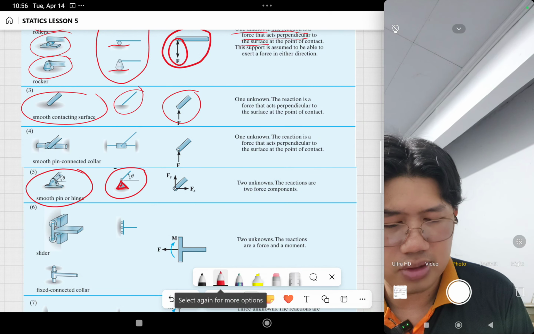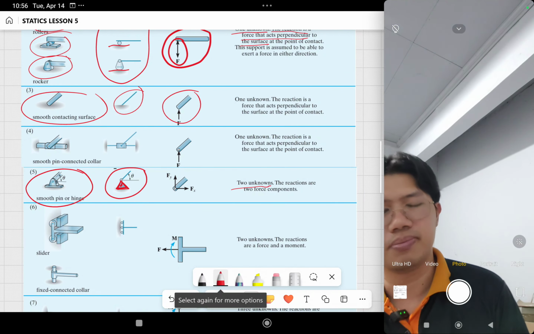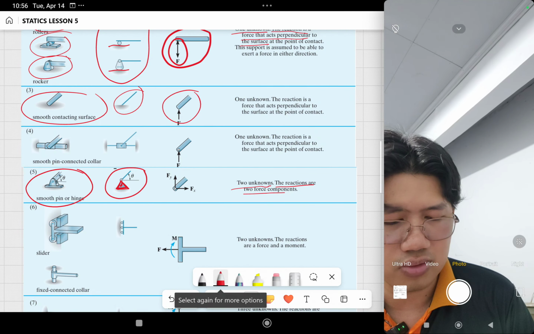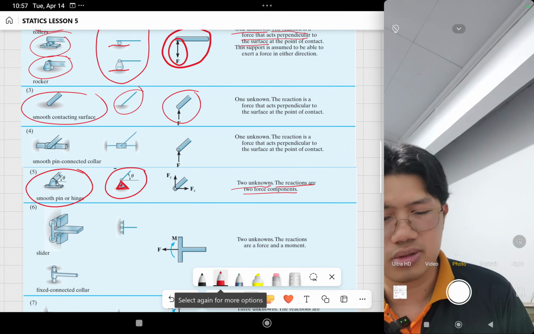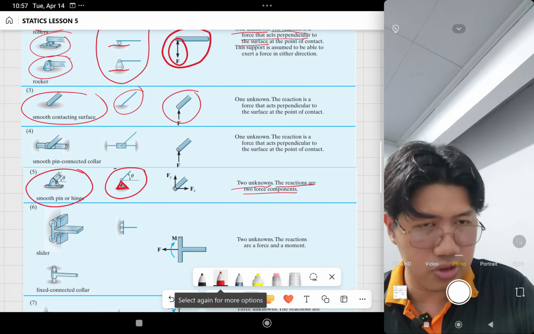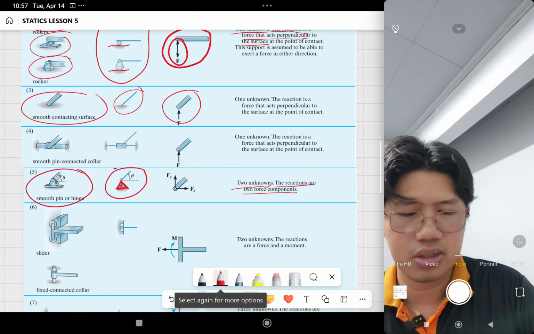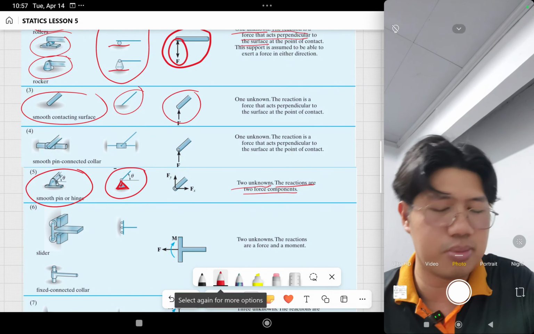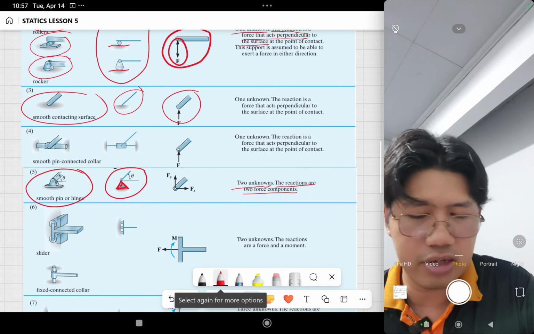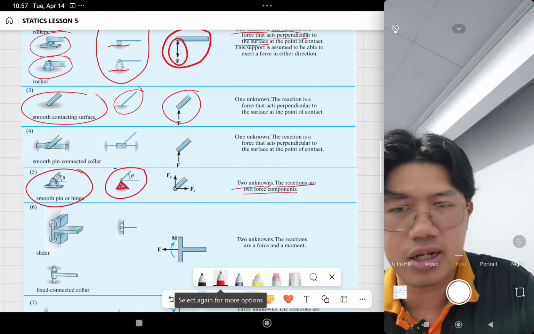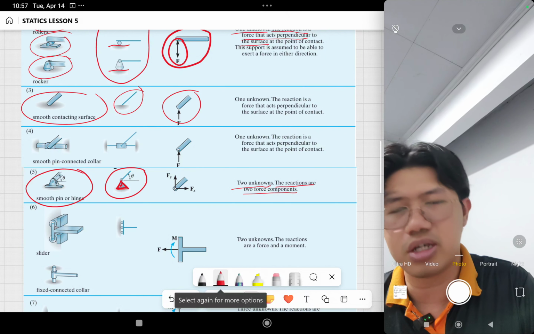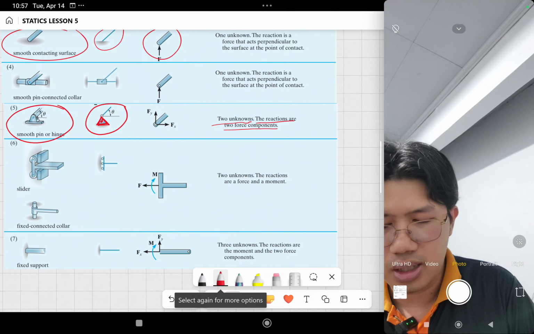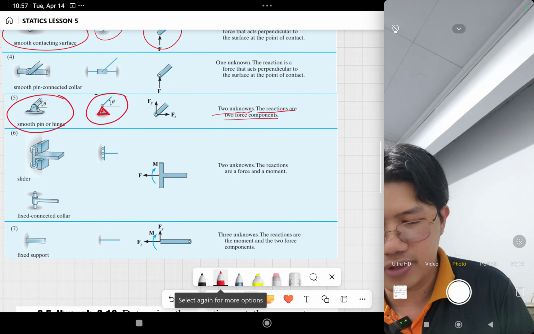So, sinasabi doon, you have two unknowns when you have a pin or a hinge. So, you have two unknown forces. Okay? The reactions are two force components. Okay? So, the reaction forces are the forces that are exerted by the support. So, it follows the law of motion of Newton. In every action, there is an equal and opposite reaction in order to maintain equilibrium of a body. And yung magbibigay ng equal and opposite reaction na yon is yung ating mga supports.